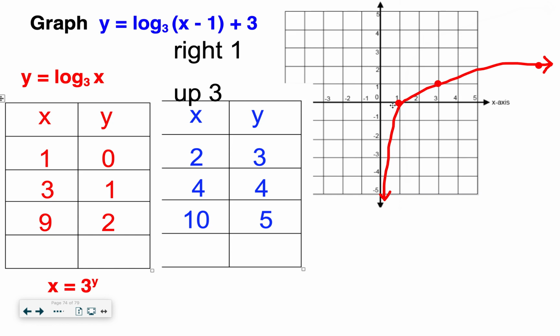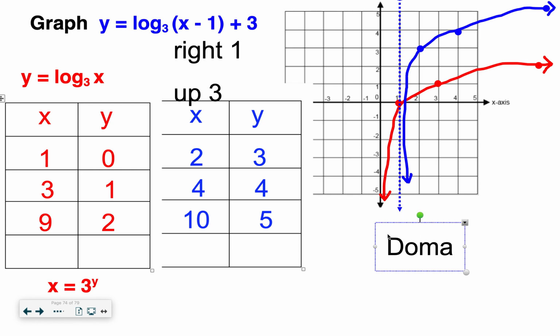Take this point, right 1, up 3. Where does this asymptote go? It also goes to the right 1. Being an asymptote, the vertical shift doesn't really affect it, right? So your asymptote goes to the right 1. Here are your points. Here's 2, 3. Here is 4, 4. I tried to approximate 10, 5 up there. But your blue graph there is your transformed graph.